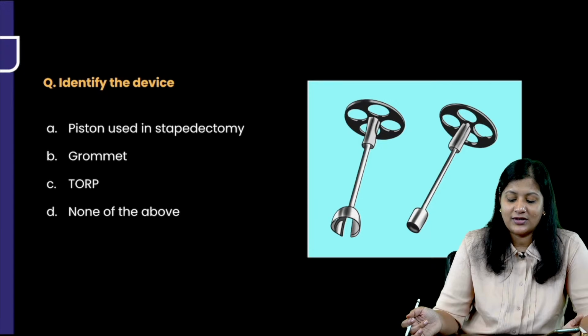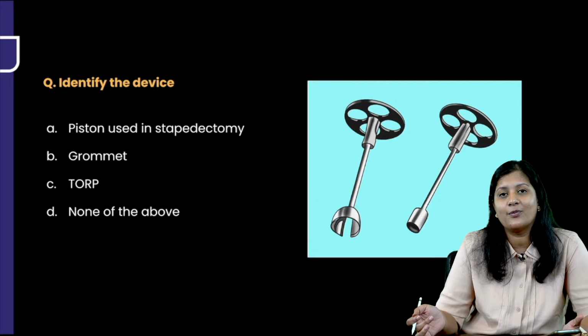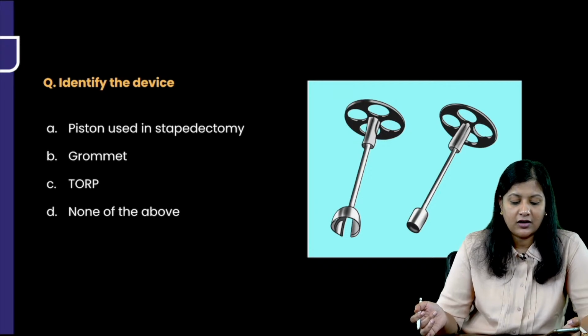So the last question for the day, just identify this device and we will stop our otology class for today. Tomorrow I'll come up with more questions on rhinology, larynx and pharynx. So identify this device. Is this a piston that is used in stapedectomy? Is this a grommet? Is this a TORP, which is total ossicular replacement prosthesis, or none of the above? What do you think is the answer?